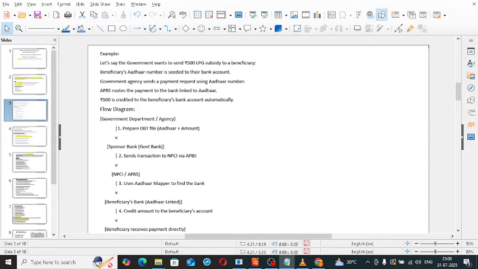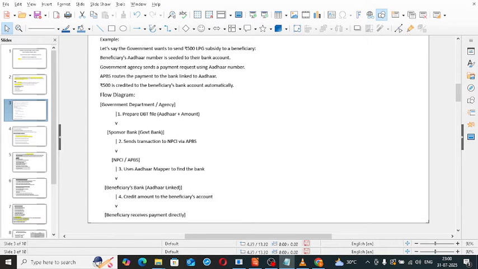The sponsor bank forwards the file to NPCI. Inside NPCI they maintain the Aadhaar mapper. In the Aadhaar mapper, they record the Aadhaar number and the respective beneficiary account number. Based on this NPCI Aadhaar mapper, the file reaches the beneficiary bank. Once it reaches the beneficiary bank, the amount is credited to that beneficiary account. This way you get your subsidy. This is the example flow.